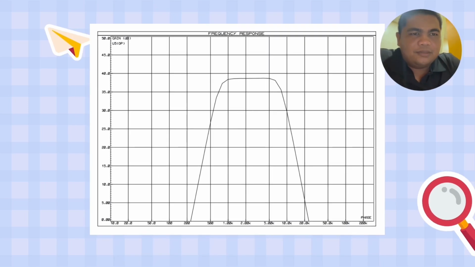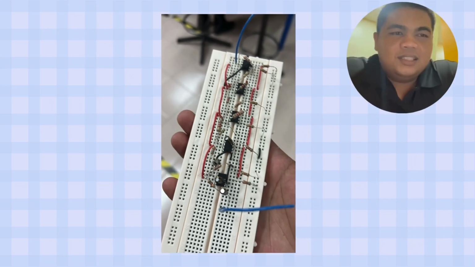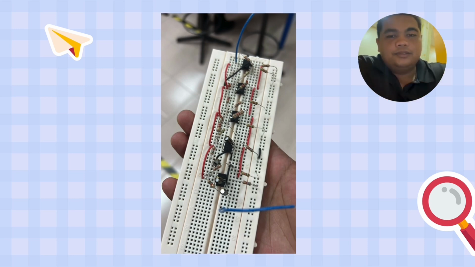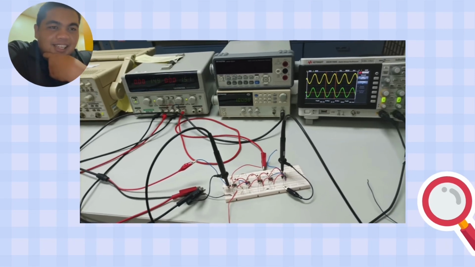This graph is from simulation, and I got the nearest dB to the manual calculation, and for FL I got 7 to 6, and for FH I got 7.88k, nearest to 8k. That is what the doctor gave us as the actual result. This is the circuit on breadboard, and I constructed it from the simulation circuit. This is a hardware experiment.